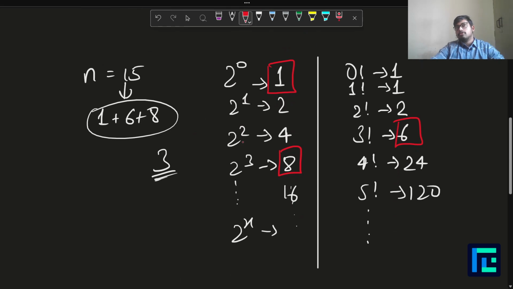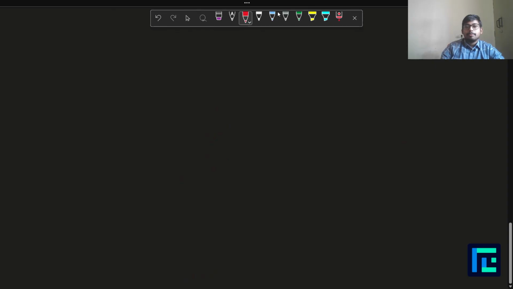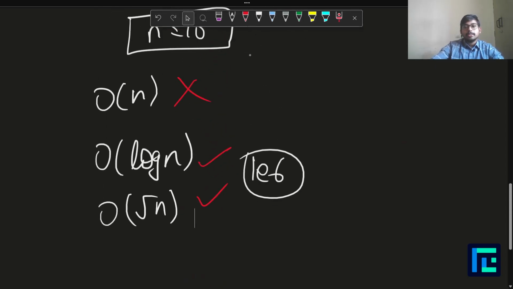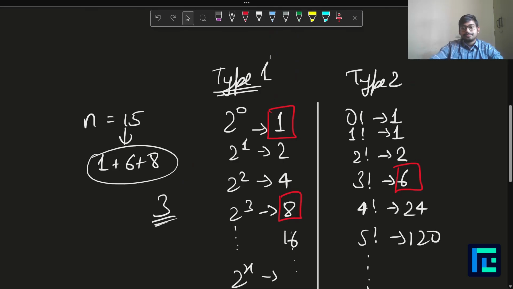So we have two types of powerful numbers. One is the powers of 2, all the powers of 2. These are the two types. This I am calling type 1, and this I am calling type 2.